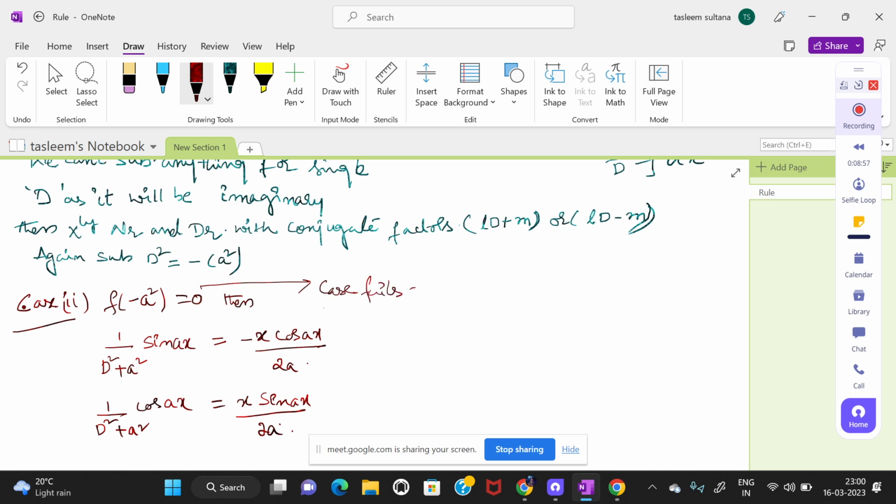In your first rule, case fail was what? You were multiplying the numerator by x and differentiating your denominator with respect to D, and after that substituting every D equals a. Here it is not like that. If it is in the sin ax form, just write it in this way. If it is in the cos ax form, just simply in this way. Yes, Aditya, any doubt over here?